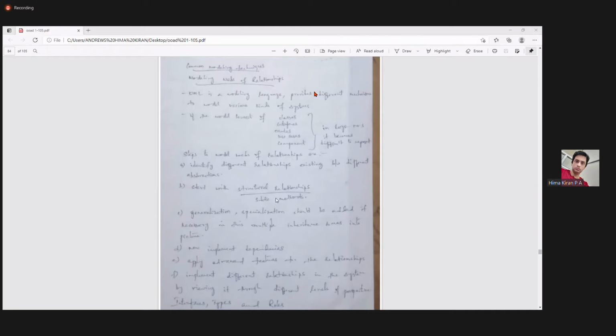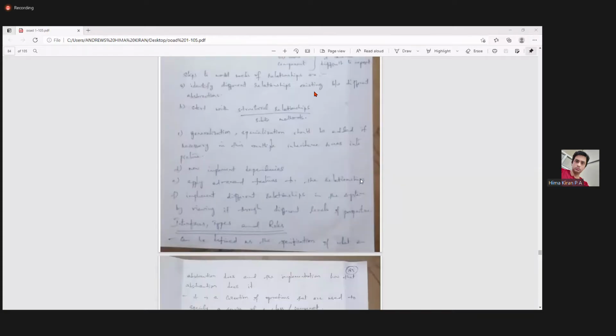Next, start with structural relationships, which are static. Static in the sense that whenever we start representing the relationship between one entity and another, we need to stick to that kind of relationship. We are not supposed to change it in the middle, because if we keep changing, it definitely affects the design process. That's why we need to stick to one particular design.